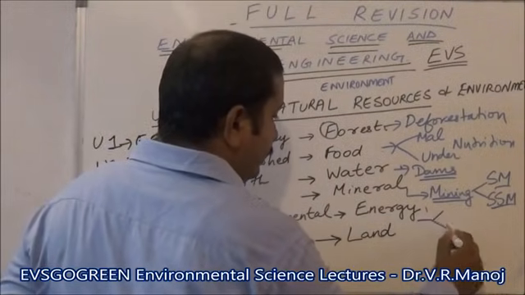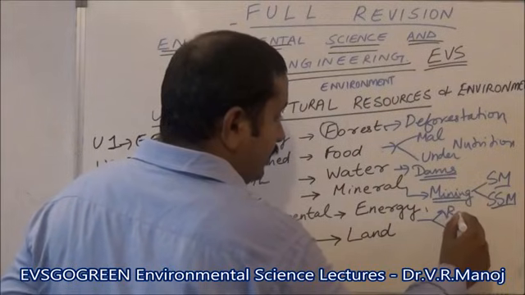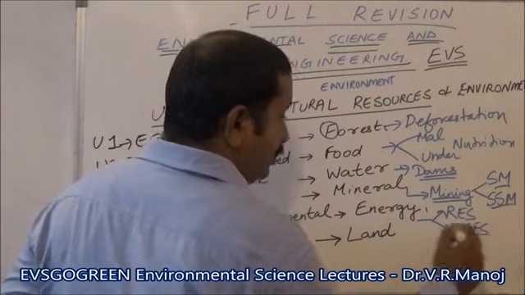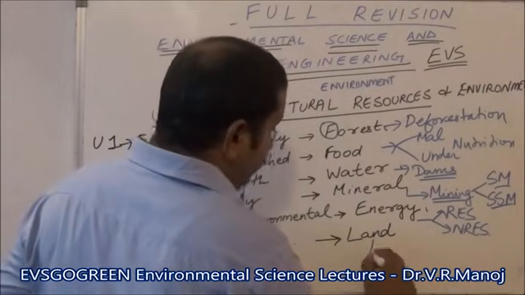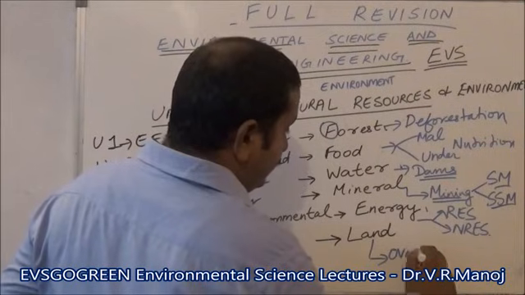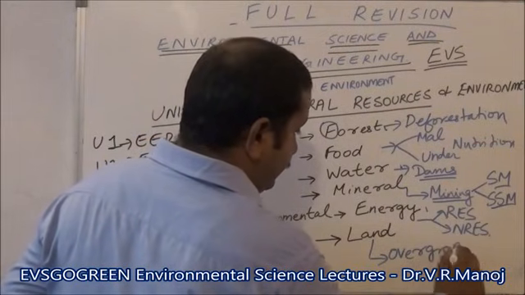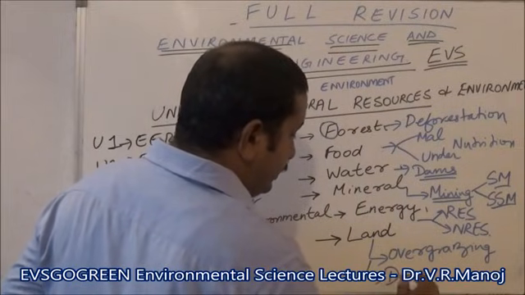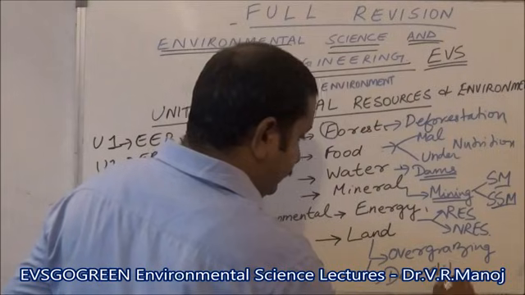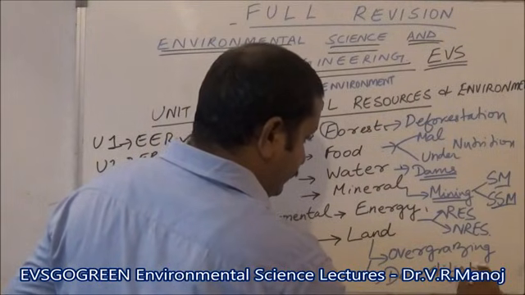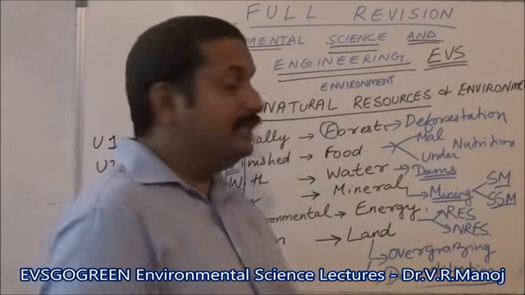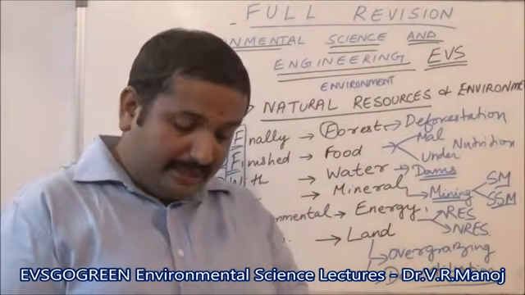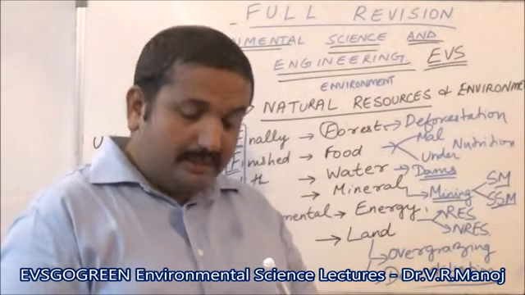Energy, always remember that there are 2 energy sources, renewable energy sources and non-renewable energy sources. In the case of land resources, always remember this word, overgrazing and desertification. Okay, so these are the specific keywords associated with each particular kind of resource. They are unique to that particular natural resource.